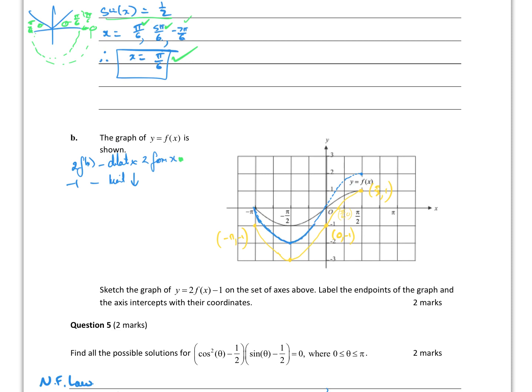So that's the interim stage there. And then I shift the whole graph down 1 unit. And so in yellow, that's my final graph. Every point moves down 1 unit.